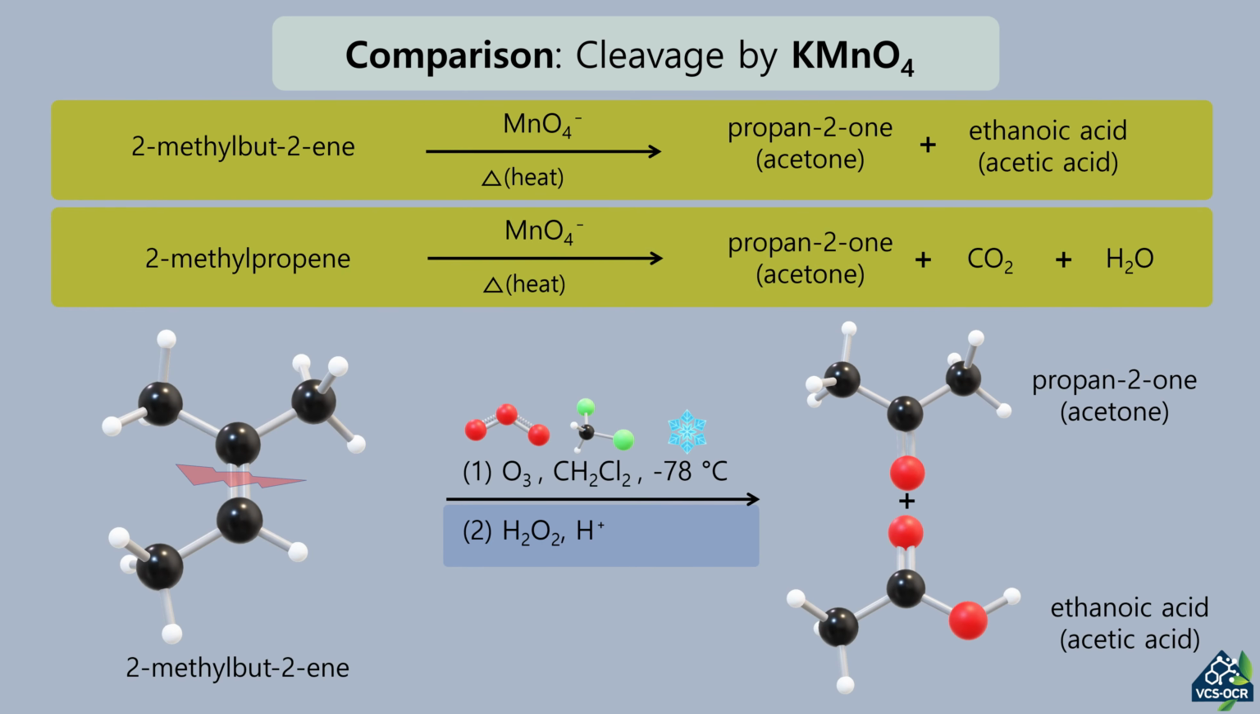Reaction 3 is the oxidative ozonolysis of 2-methylbutene using hydrogen peroxide, H2O2, in the second step. This method also cleaves the double bond, but crucially, it converts the aldehyde fragment to a carboxylic acid instead of stopping at the aldehyde.